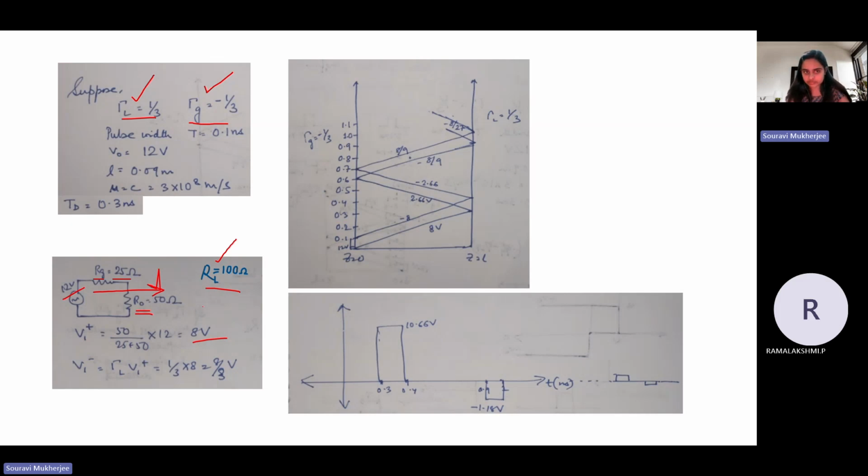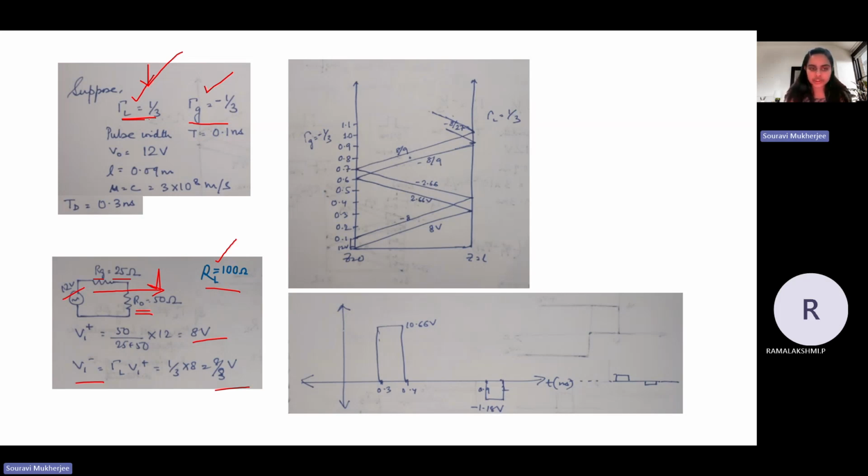Now, once it reaches the load end, what would happen? There'll be a reflection, right? Because you know that there'll be a reflection which is given by this value here, tau L, given as 1/3. So that tells you that if V1 plus, which is the voltage going from the generator towards the load, is 8 volt, what will be the reflected voltage? That will be given as 8/3, because this is the value of your reflection coefficient, 1/3, right? So now you know that, right?